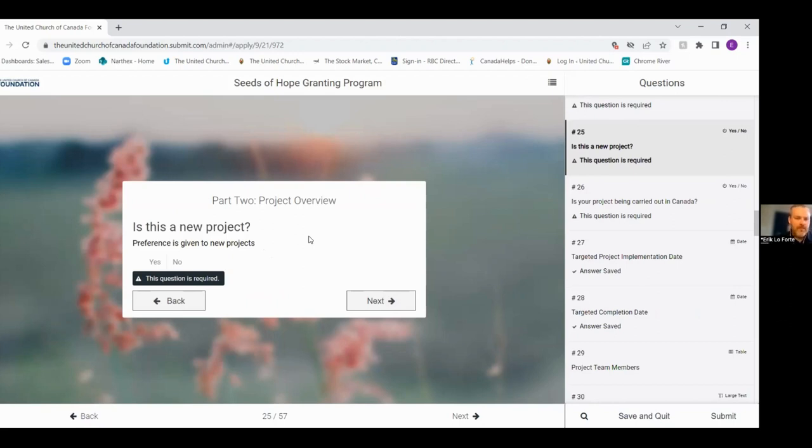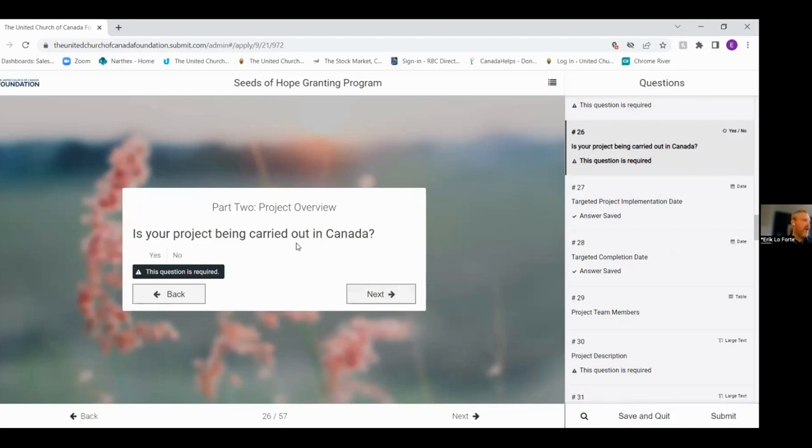Is this a new project? So this is a yes or no question. New means different for everyone. What I consider new might not be what the next person considers new, but a rule of thumb is, what phase of your project is it in? Is it only a couple years old? Is it something where you've done research and groundwork, or you just launched it last year? I would consider all of that new, even though it's already started to a degree. Where you would write no is if it's a project that's been going on for several years, and it's kind of just, we need support to continue moving this project along.